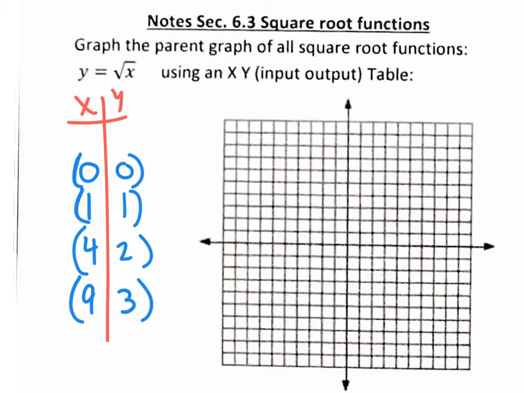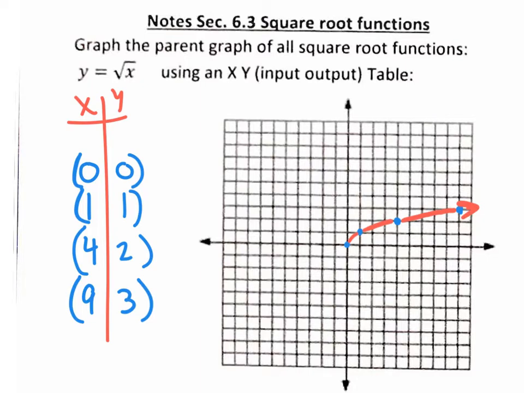0, 0 is right here. 1, 1 is right here. 4, 2 is right here: 1, 2, 3, 4, and up 2. 9, 3: since this is a 10 by 10 graph, 9 is right here, and 3 is right there. And this is our graph, starting at 0, 0, going up in this direction forever, okay?